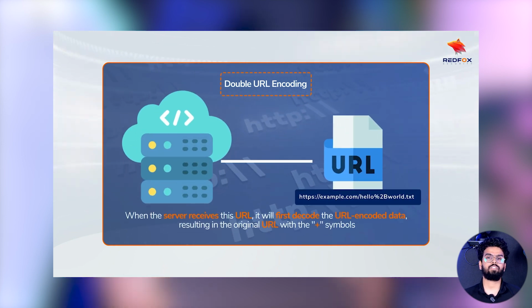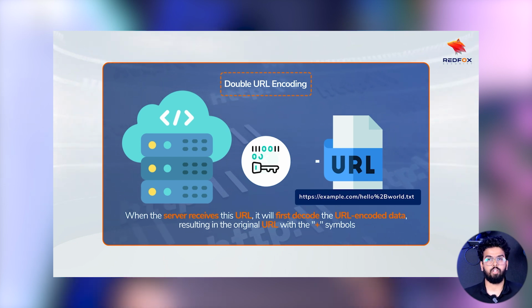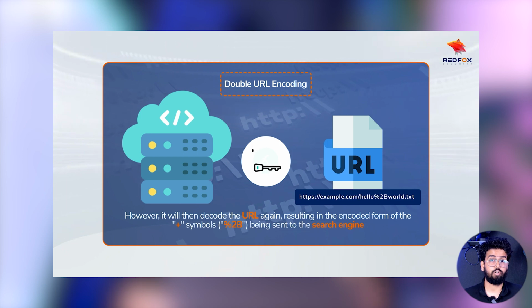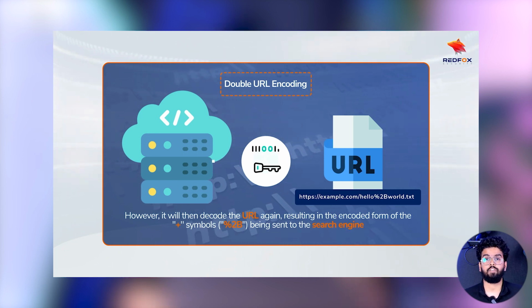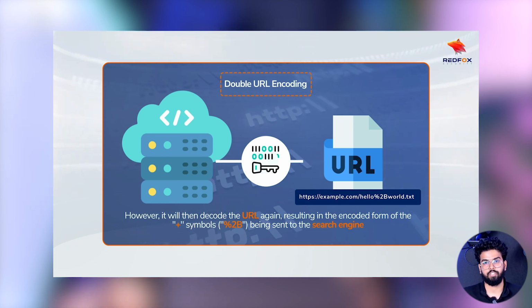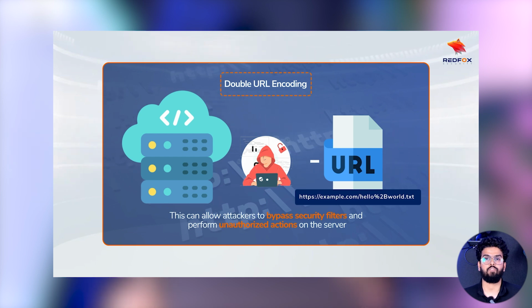When the server receives this URL, it will first decode the URL encoded data, resulting in the original URL with the plus symbol. However, it will then decode the URL again, resulting in the encoded form of the plus symbols, %2b, being sent to the search engine. This can allow attackers to bypass security filters and perform unauthorized actions on the server.